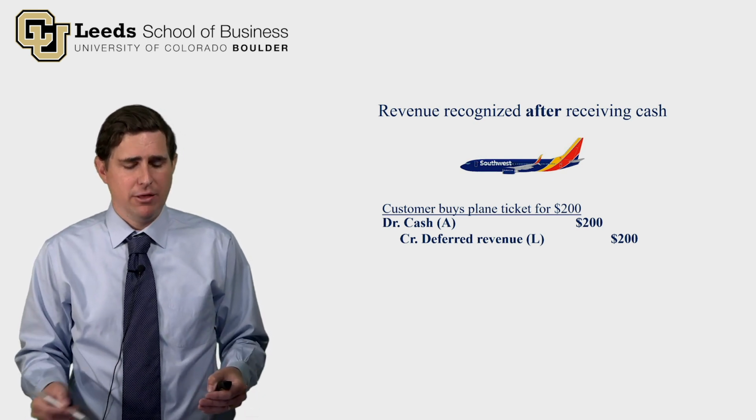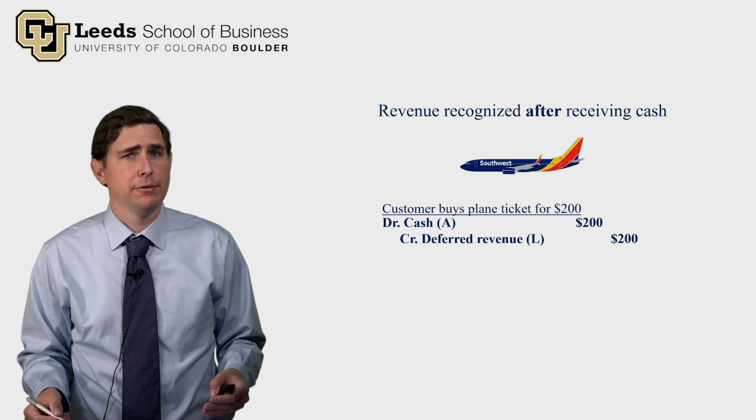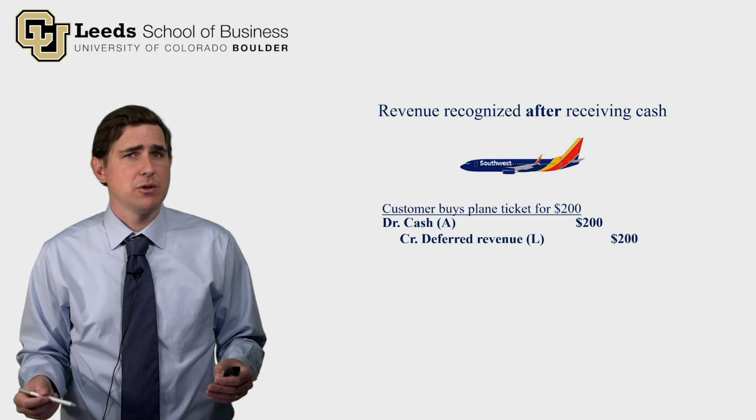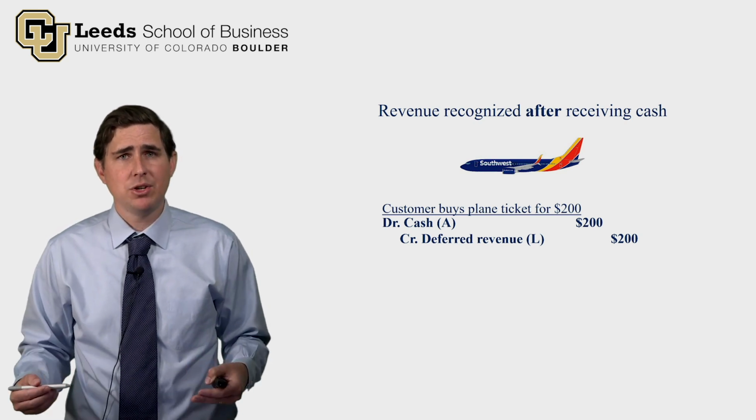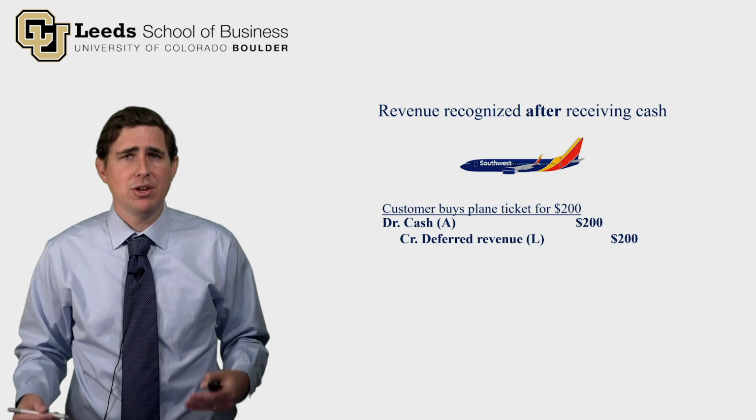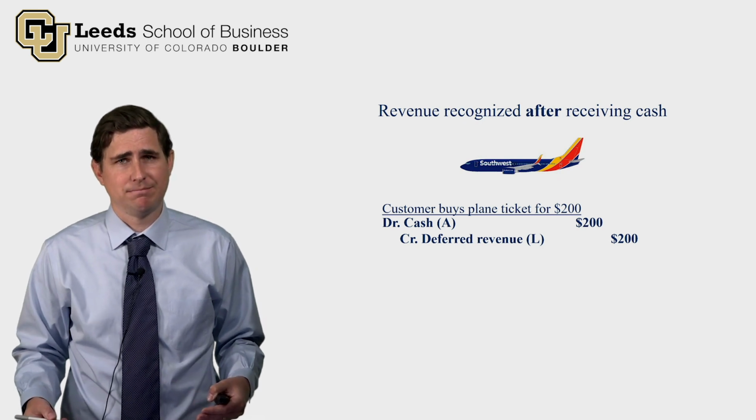And so while Southwest gets to debit the cash balance for $200, the credit cannot yet be to revenue. The credit is to a liability account called deferred revenue. Sometimes this is also called unearned revenue. This is a liability account because it's an obligation. Southwest has an obligation to fly you to your destination.